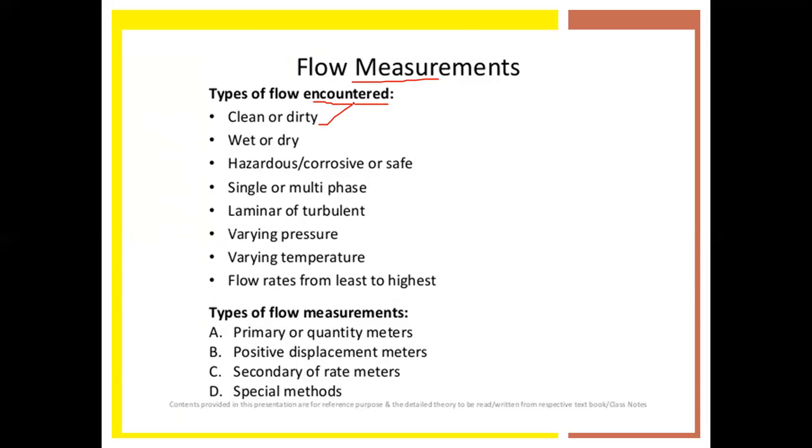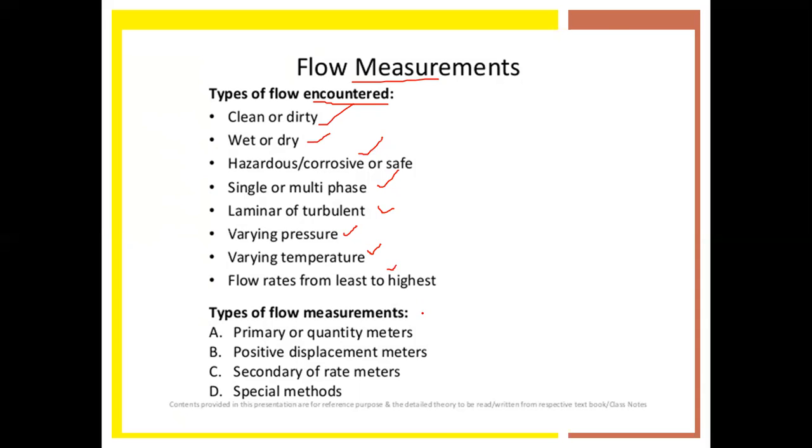Next one, wet or dry surfaces, right? Wet surface or dry surface. Third one, hazardous or corrosive or safe conditions. Fourth one, single or multi-phase system, linear or turbulent type of systems, varying pressure, varying temperature, and flow rates from the least to the highest. Flow rates depend upon the various types, from the lower category to the higher category. So like this, we can encounter various types of flow rates.